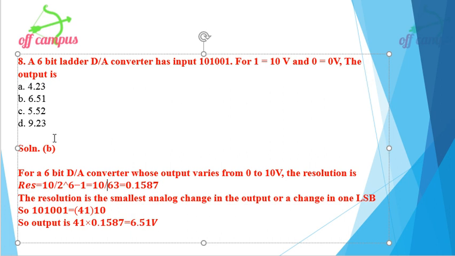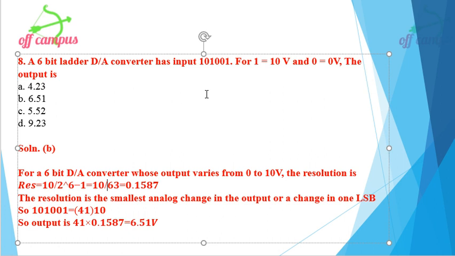We need to find out the output. Okay, we have the resolution. How to find out the output from the resolution? We need to take the decimal equivalent for the given binary number and multiply it with the resolution, and we will get the output. So, this is the concept. What is given? First, we need to find out the resolution.